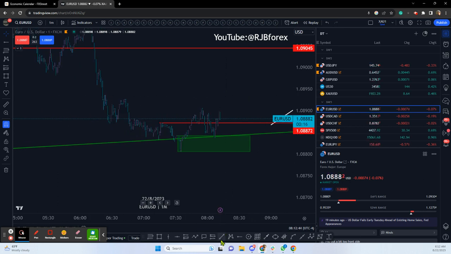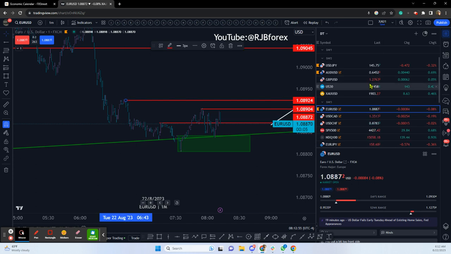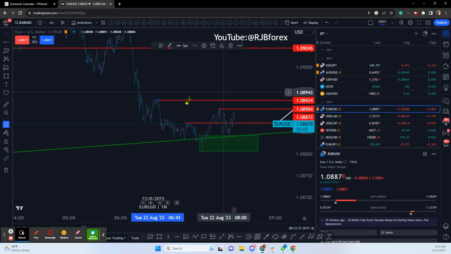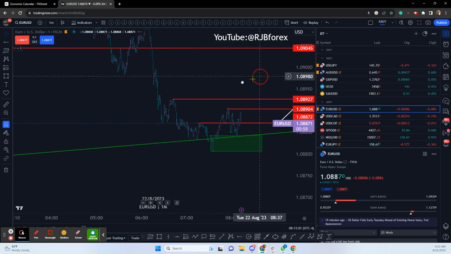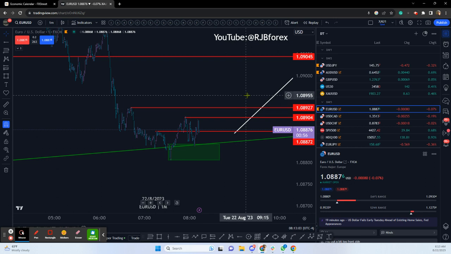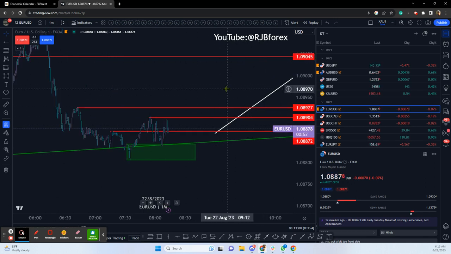We need to clear 108.90. That's current resistance. We need to clear also 108.92. This is all on the 1 minute chart. All right, and in doing so, you're probably standing in good stead for a continuation.